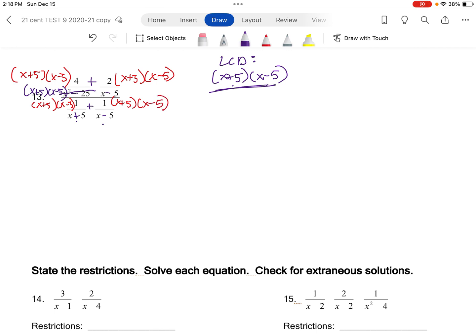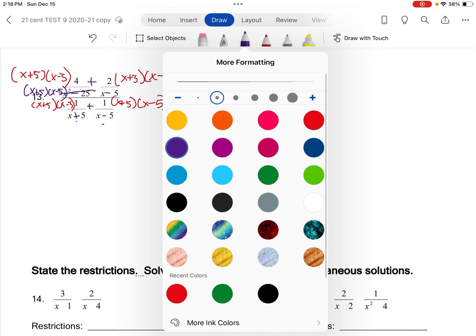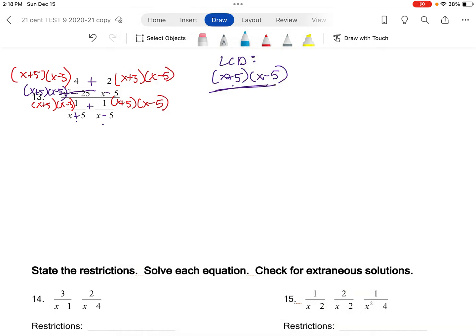Now I'm going to come back and I'm going to reduce. The x plus 5's reduce, the x minus 5's reduce, and I'm left with just the 4. Then I have a plus. The x minus 5's reduce, so I have to distribute this positive 2 through. So I get 2x plus 10. There's my numerator. Now in my denominator, the x plus 5's reduce.